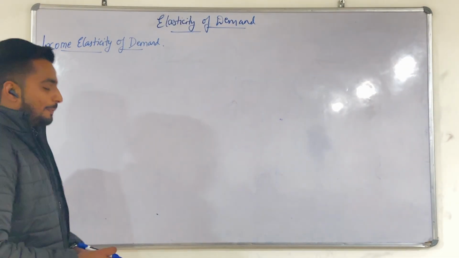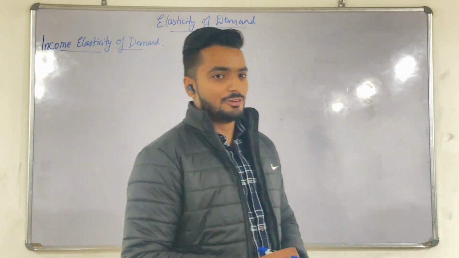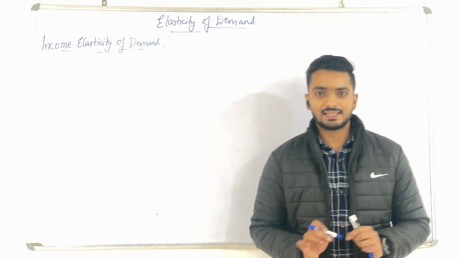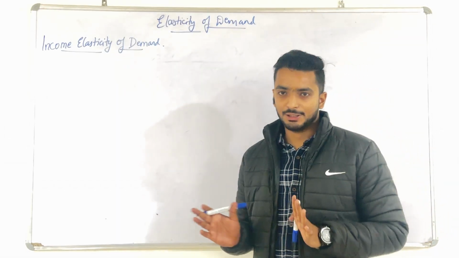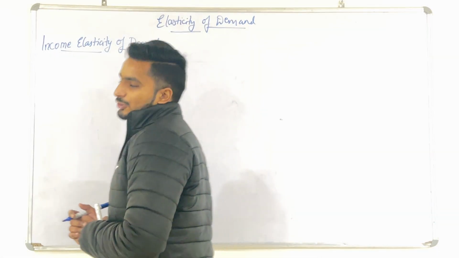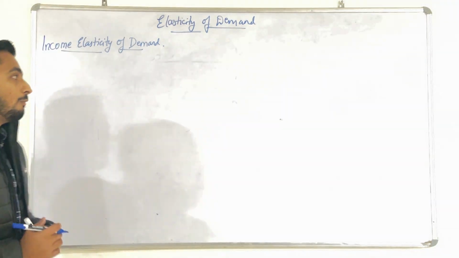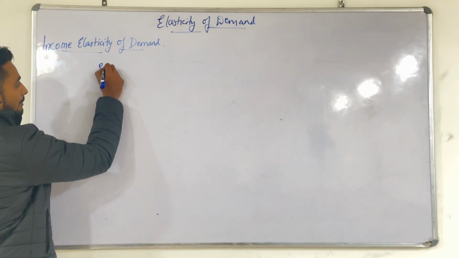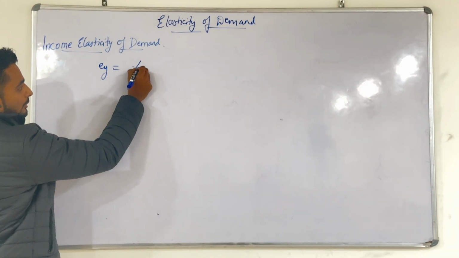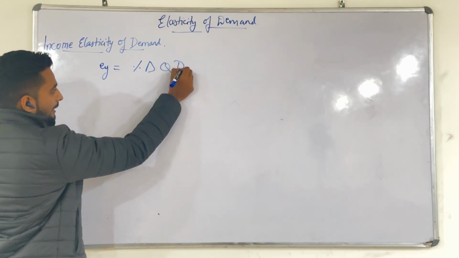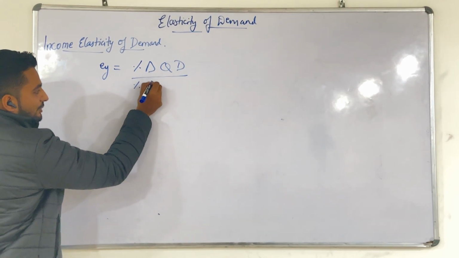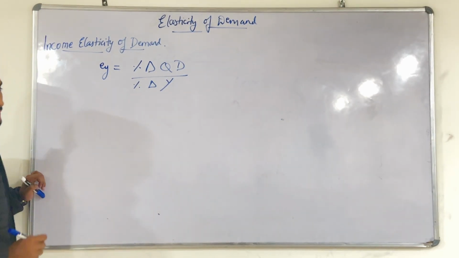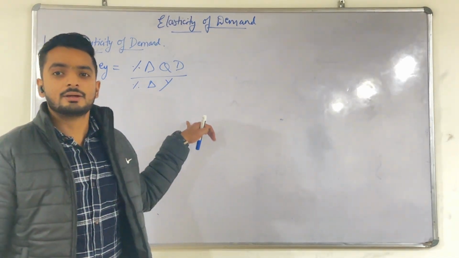Now, the next topic is income elasticity of demand. We have already covered price elasticity, its types, methods and factors. What is income elasticity? Income elasticity, EY, is equal to the percentage change in quantity demanded to the percentage change in income. Instead of price, you will write income.